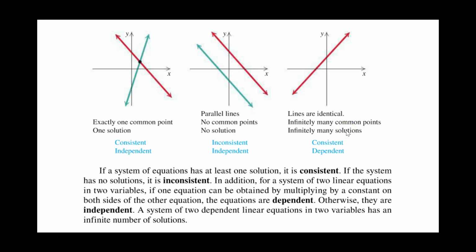Why do we say infinite amount of solutions? Because the answer is here, here, and here. Remember, they're touching. Both of them, the green one and the red one, run exactly the same. So all the points will be solutions. That's why we call it consistent and dependent for this choice.